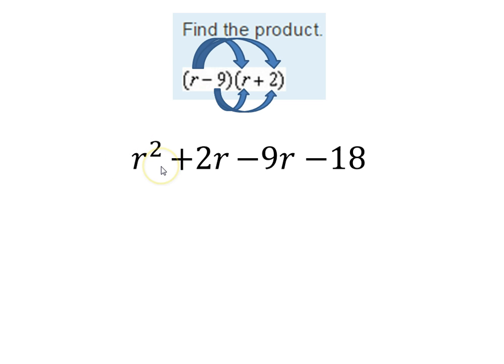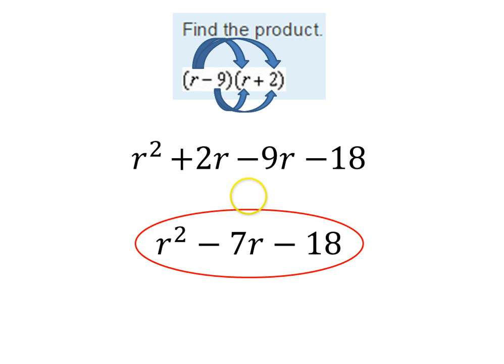Now I'm going to combine like terms if applicable, and I can because I have a pair of like terms here, which are the 2r and the -9r. And 2r minus 9r is -7r. So what I have now is our simplified product, r squared from right here. The -7r comes from 2r minus 9r, and minus 18 from here. So the product of this multiplication gives us r squared minus 7r minus 18.